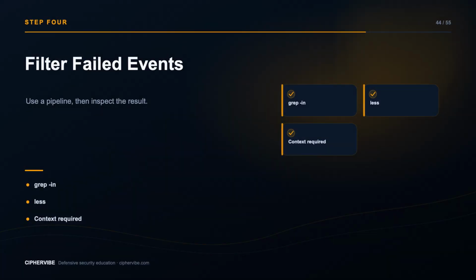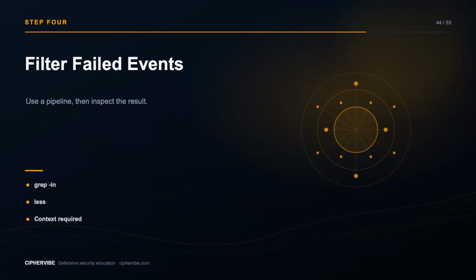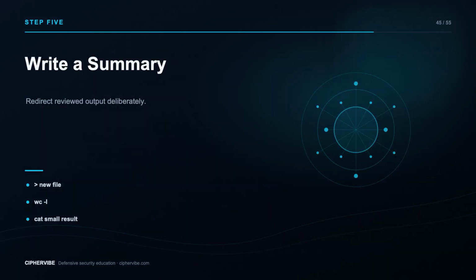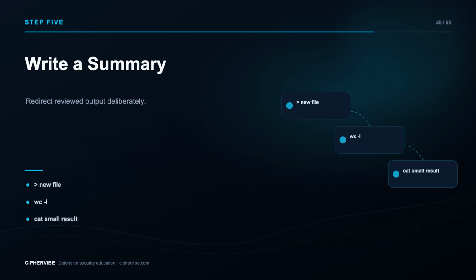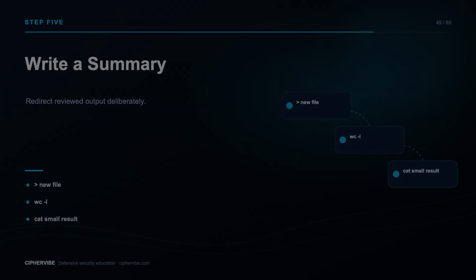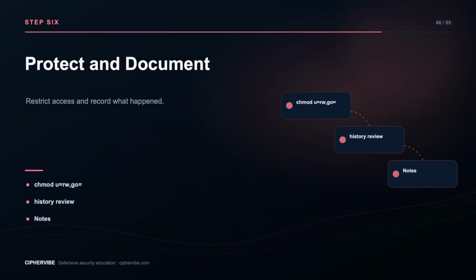Use grep -in with the quoted word failed and the working copy. Pipe the matching lines into less for review. We see line numbers and matches without changing the evidence file, then leave the viewer with q. After reviewing the pattern, redirect the filtered lines into a new summary file. Use wc -l to count results, then cat only because the summary is small. If rerunning, remember that single greater than replaces the file. Use a symbolic chmod mode to give only the owner read and write access to the summary.